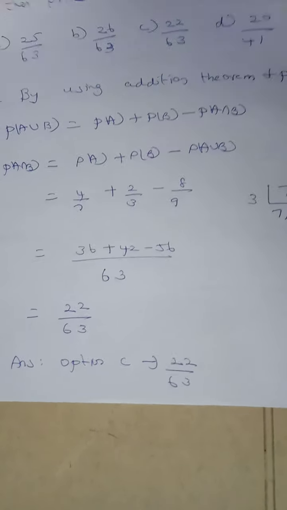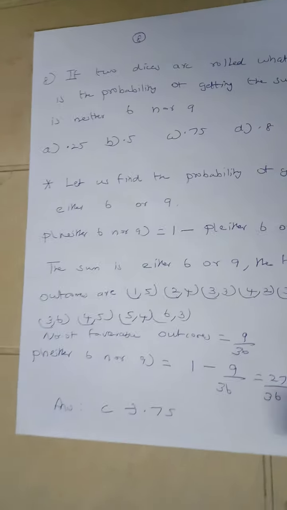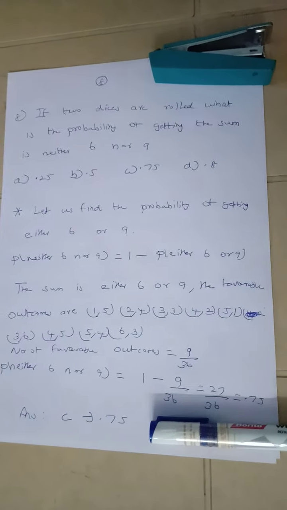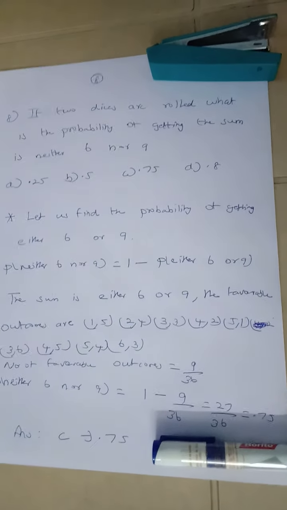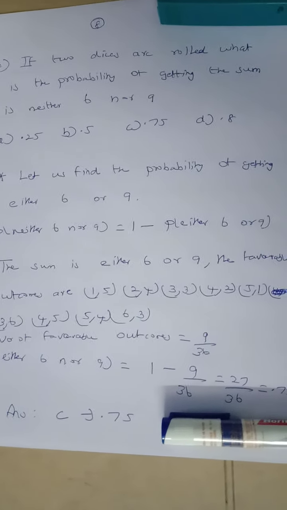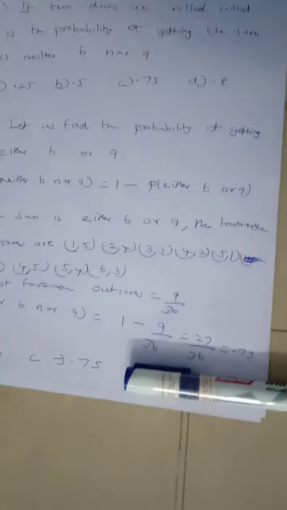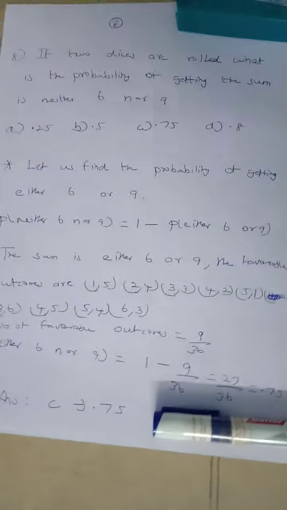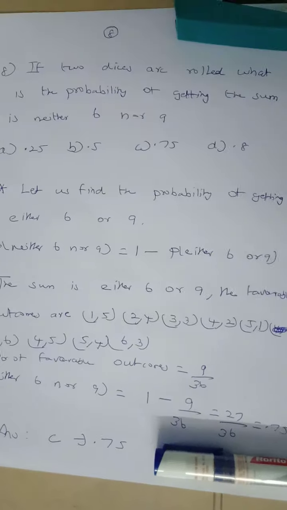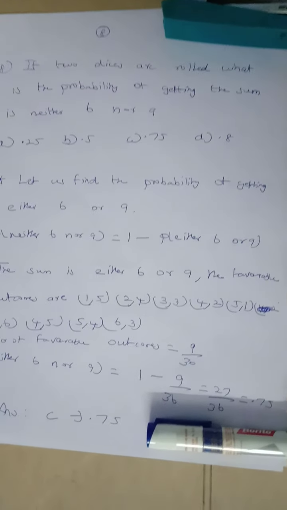Probability of A union B is equal to probability of A plus probability of B minus probability of A intersection B. Question number 8. If 2 dice are rolled, what is the probability of getting the sum is neither 6 nor 9? So we need to find neither 6 nor 9. For finding that, probability of neither 6 nor 9 is equal to 1 minus probability of either 6 or 9. So we are interested in finding probability of 6 or 9.